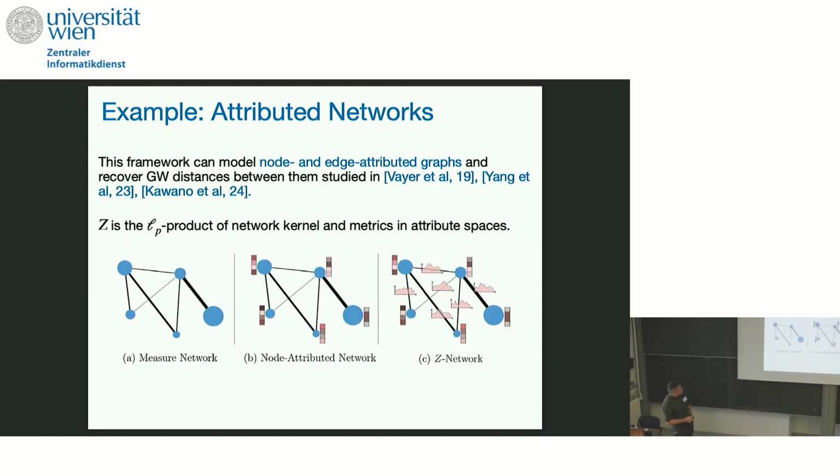Like I mentioned before, you have situations where you have node or edge attributed graphs, like molecules, or a social network where maybe you want to encode the types of interactions that your users have as an edge attribute. It's easy to cook up examples where you have attributed graphs. Versions of GW have been introduced to handle those structures, and those are also examples of these Z-Gromov-Wasserstein distances, provided you choose your Z appropriately. In this case, it's something like an LP product of the network kernel and the metrics in the attribute spaces.